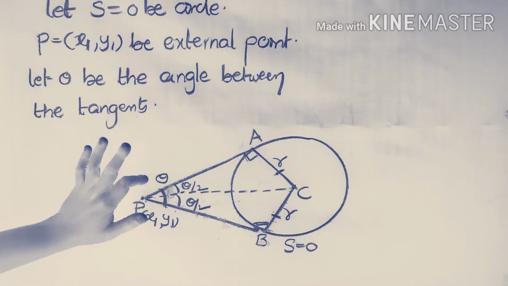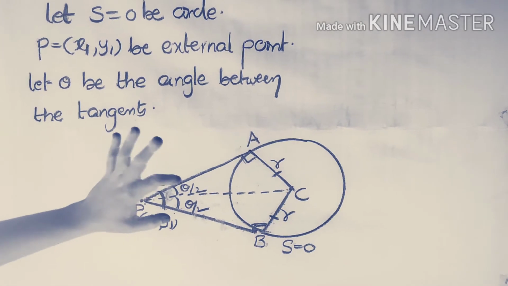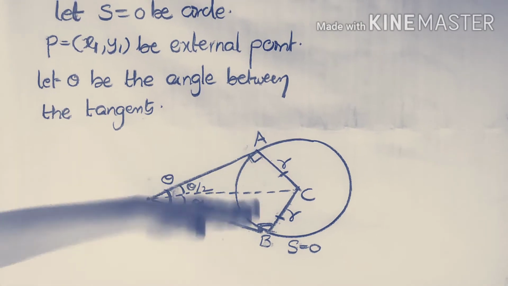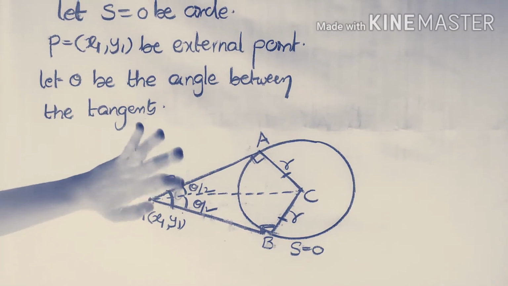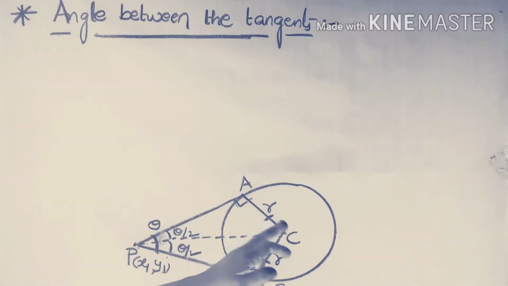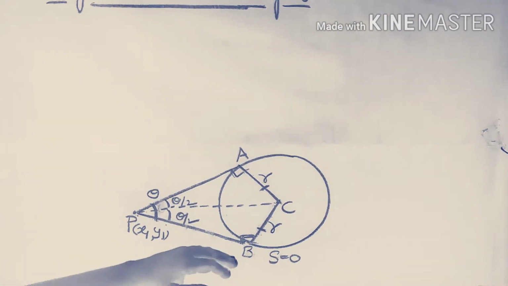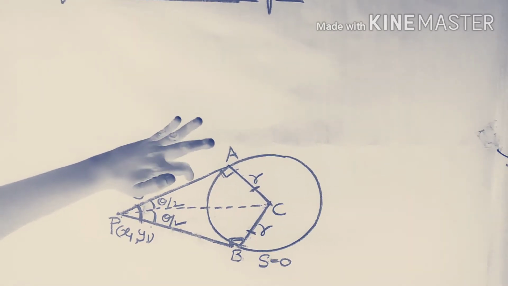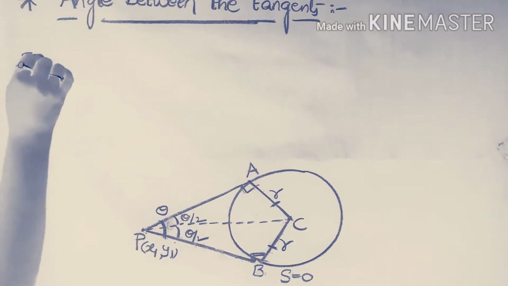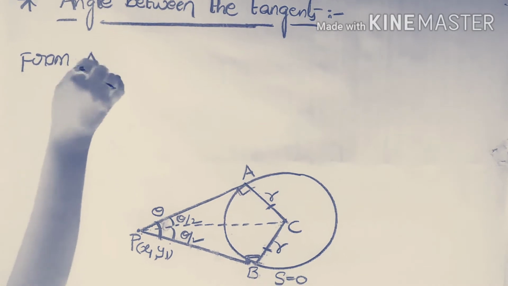Total angle is equal to theta. Then half of the angles, these two angles are equal, since these two triangles are identical triangles. So each of the angles is theta by 2. These two triangles are identical triangles, so we take any one of the two triangles. So first we take the first triangle, that is triangle PAC.